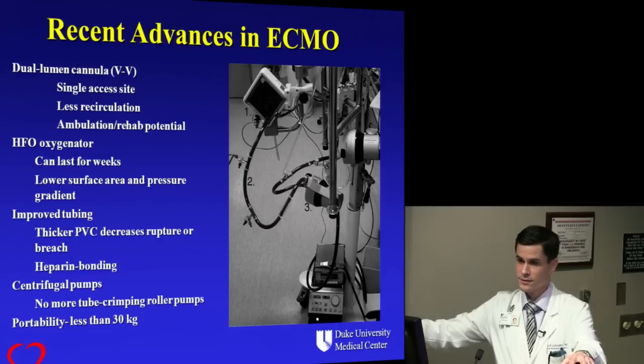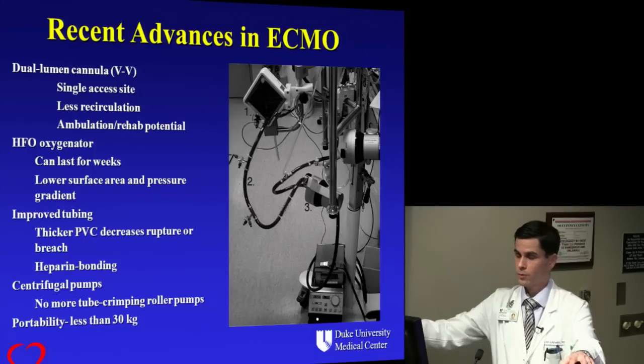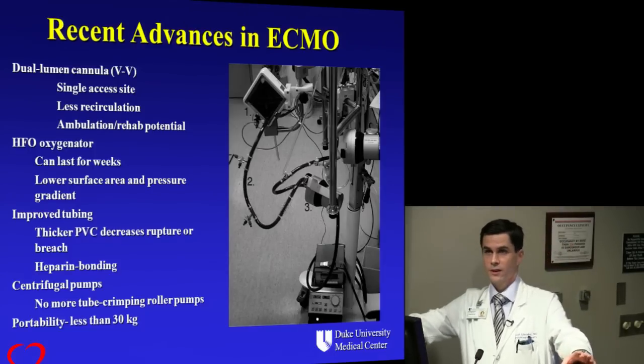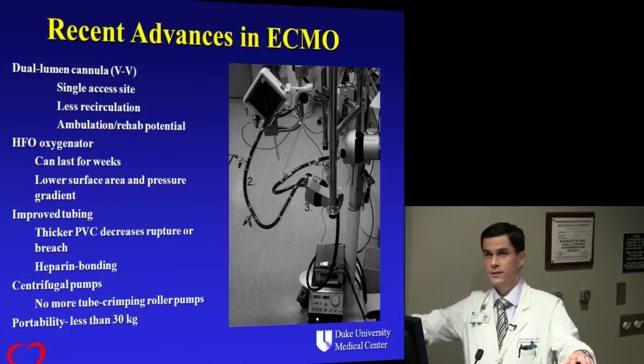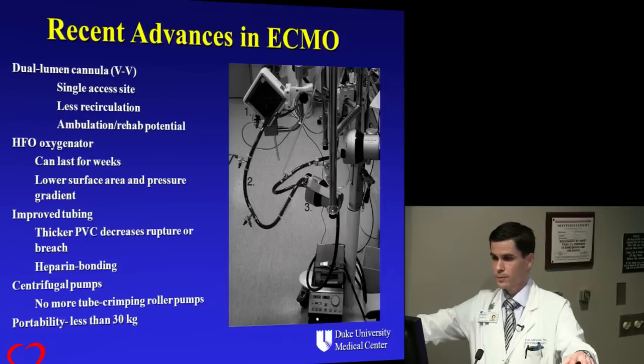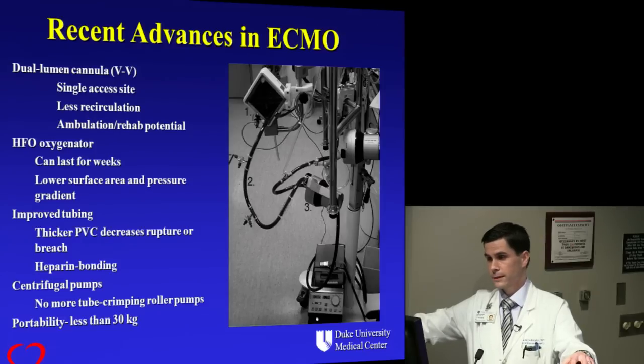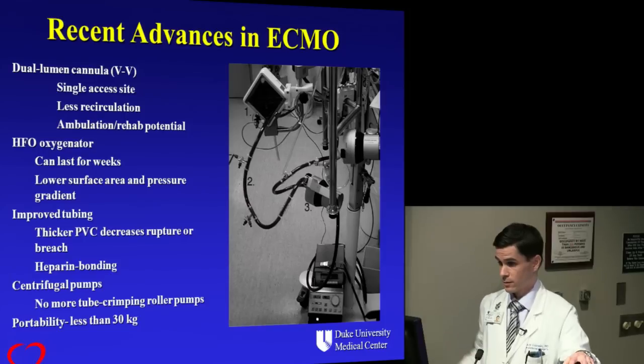The hollow fiber oxygenators are an improvement over the silicone membrane oxygenator. One, they can last longer, they're less thrombogenic, they have a lower surface area, so they activate fewer platelets. They have a decreased pressure gradient, so there's less red blood cell trauma. We've switched to newer tubing and centrifugal pumps. They don't crimp the tubing, and additionally, these systems are very small and portable. Here's a diagram of a smaller type system. You see the carts that we have that are about 10 times the size of the smallest system. But very simply, all you need is an oxygenator, a pump, and some tubing, and you're in business.